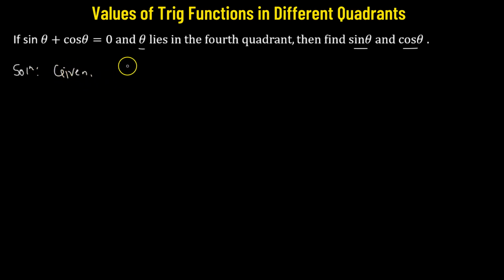Here we are given sine theta plus cosine theta equals 0, which means sine theta will be equal to negative cosine theta. So let's label this as number 1.